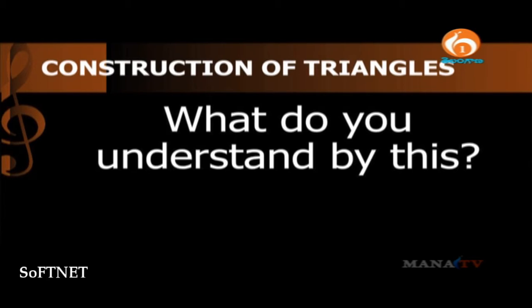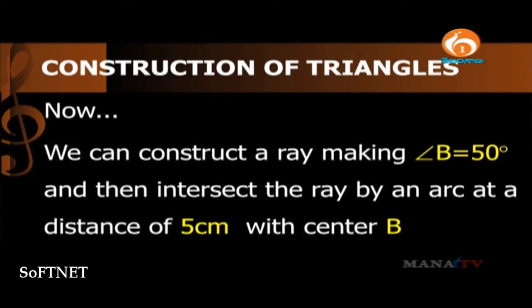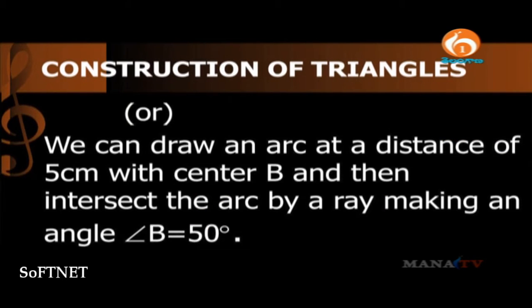Now, what do you understand by this? Discuss among yourselves. Now, our discussion is at how much distance the point C is located from the point B, and also at what angle is it located? Are you discussing? Okay. Now, we can construct a ray by making angle B equal to 50 degrees and then intersect the ray by an arc at a distance of 5 centimeters with center B. Or we can draw an arc in the beginning at a distance of 5 centimeters with center B and then intersect the arc by a ray making an angle 50 degrees.